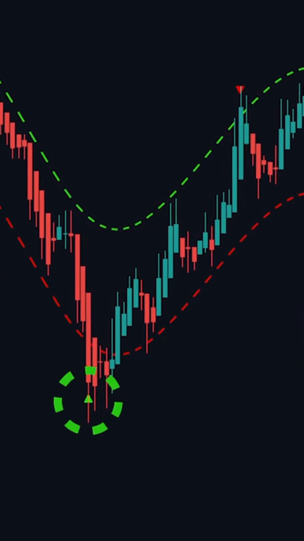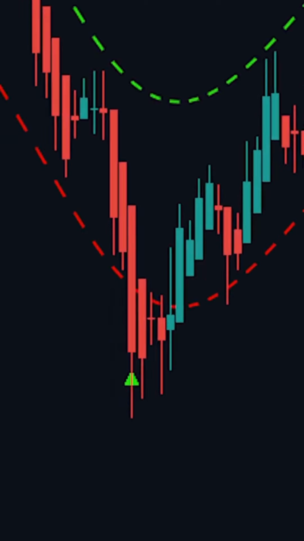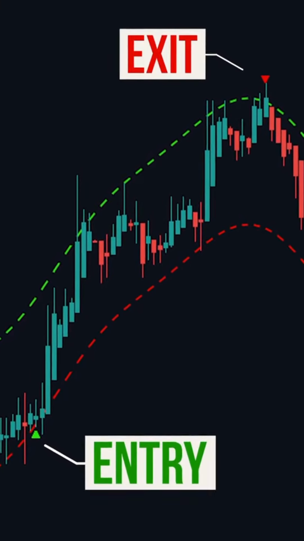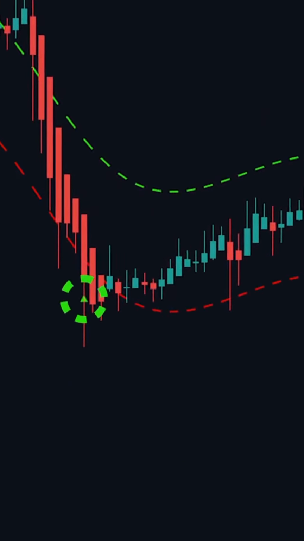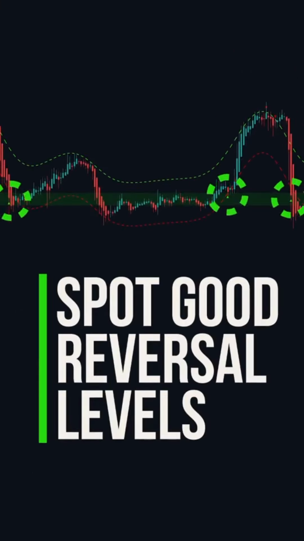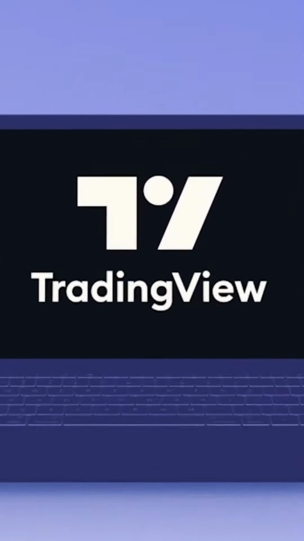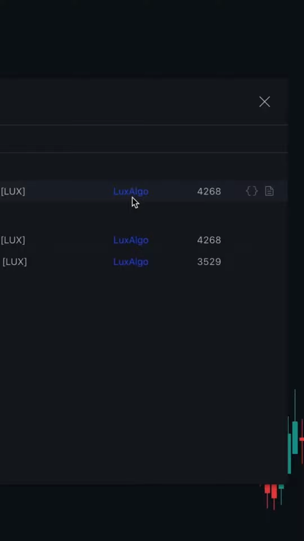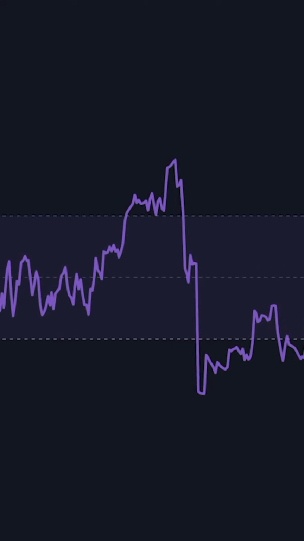The indicator will print these signals on your chart when price goes outside of the lines, and you can use these for potential entries. It also will neatly show you all previous reversals that played out in the past, so you can spot good levels to use in the market. You can use this completely free by just going to TradingView, searching up Nadaraya-Watson, and clicking on this one by Lux Algo.